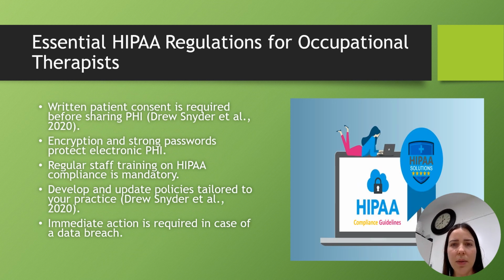As an occupational therapist, there are several key HIPAA regulations that you must strictly adhere to. Firstly, obtaining written consent from patients before sharing their protected health information is a legal requirement ensuring that patients have control over their personal data. Securing electronic personal information is equally important, which involves using encryption, strong passwords, and firewalls to prevent unauthorized access.